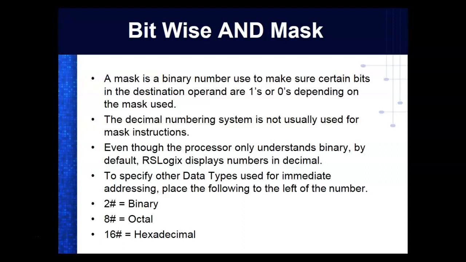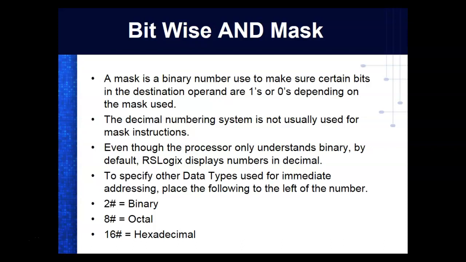Bitwise AND. A mask is a binary number used to make sure certain bits in the destination operand are 1s or 0s depending on the mask used. A decimal number system is not usually used for the mask instruction, even though the processor only understands binary. By default, RSLogix displays numbers in decimal.